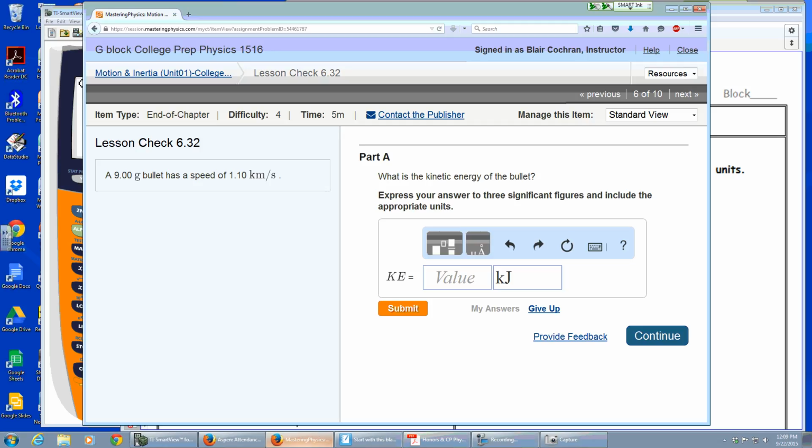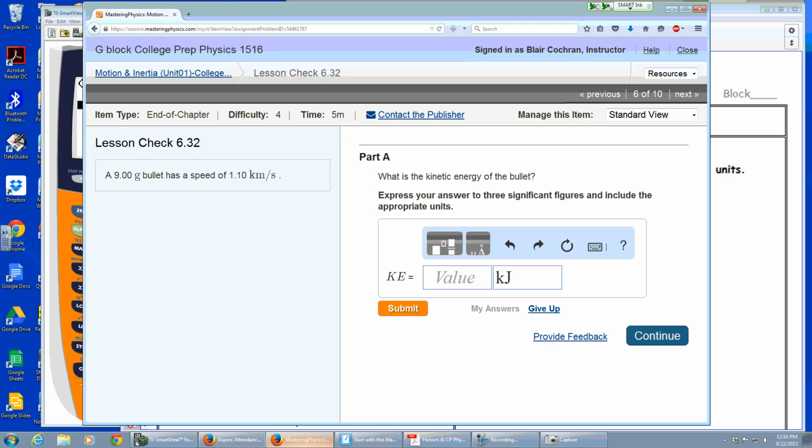And it has a speed of 110 kilometers per second. Do I like to work with kilometers per second? Meters per second. So the book is throwing two little subtle things at me, saying, can you convert from grams to kilograms, and can you convert from kilometers per second to meters per second? And at the end, they're being nasty with units: kilojoules, when our base unit is joules. So we're going to have to watch ourselves here.